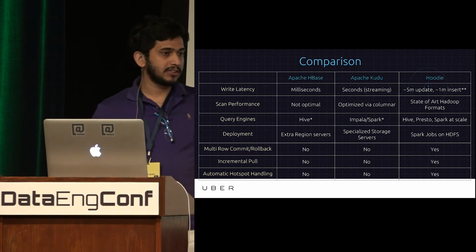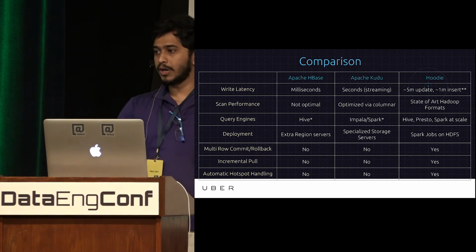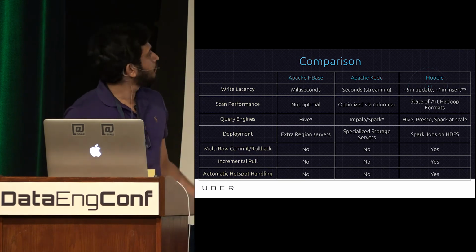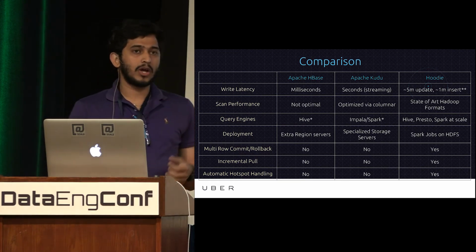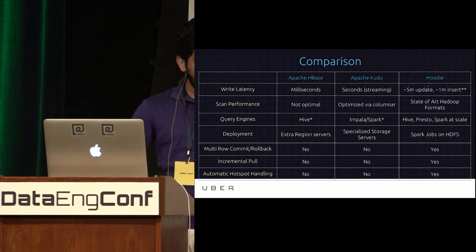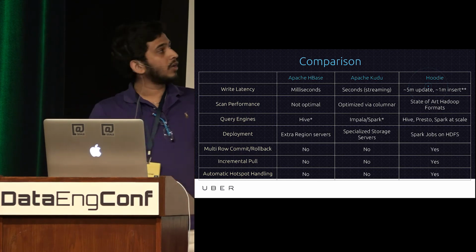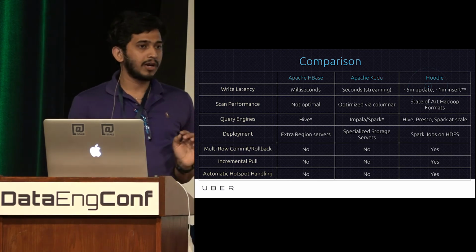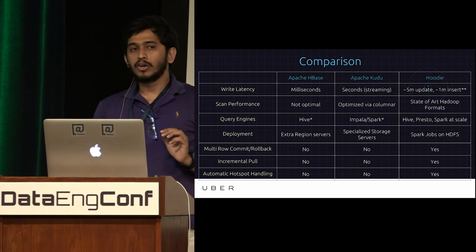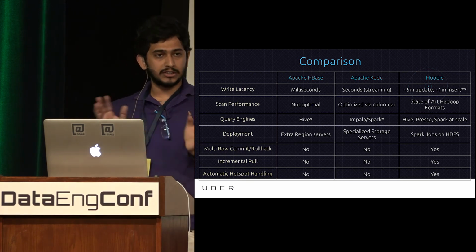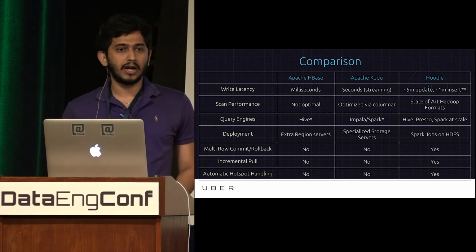Incremental pull is again something that we designed from the ground up to be able to build incremental pipelines. Automatic hotspot handling. Anytime you put a lot of production pipelines, data will skew in different shapes and forms. So one of the reasons why we take that extra time there is that we do hotspot handling, where we try to size the files on HDFS and things like that.